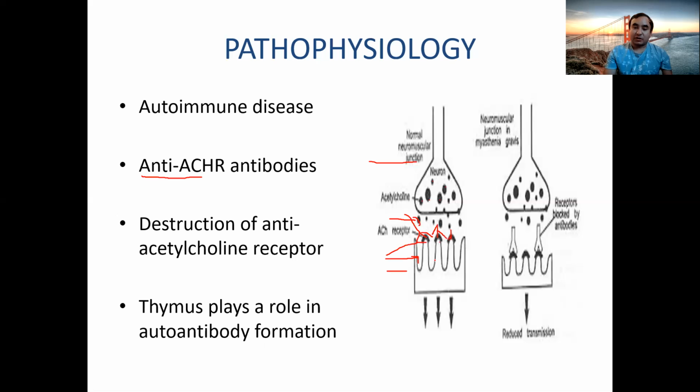One of the proposed hypotheses is that the thymus, the organ which lies just beneath the thyroid gland, produces the antibody against these receptors. So, thymus removal is one of the treatment strategies of Myasthenia Gravis. In summary, there is formation of anti-acetylcholine receptor antibodies which destroy the acetylcholine receptors in the neuromuscular junction. This is the pathophysiology of Myasthenia Gravis.